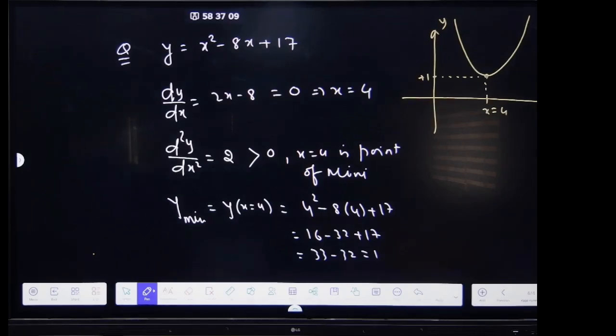Yes or no? Now, should we solve one more sum? Yes. Yes, the 9th one you solve. Question number 9, then 10 you can solve. 9, 10, do it. Question number 9, all of you try to solve.